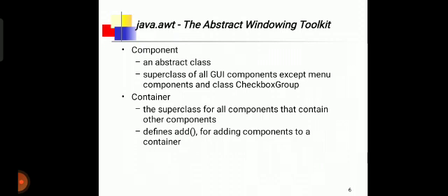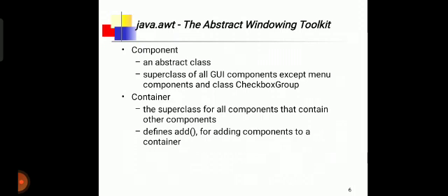Then the components of the AWT are abstract classes or super classes. We already know that inheritance is the main concept of OOPs. Then we have the Java Abstract Window Toolkit Component class. It is the abstract superclass of all GUI components except menu components and the class CheckboxGroup. Container is the superclass for all components that contain other components. It defines add for adding components to a container.